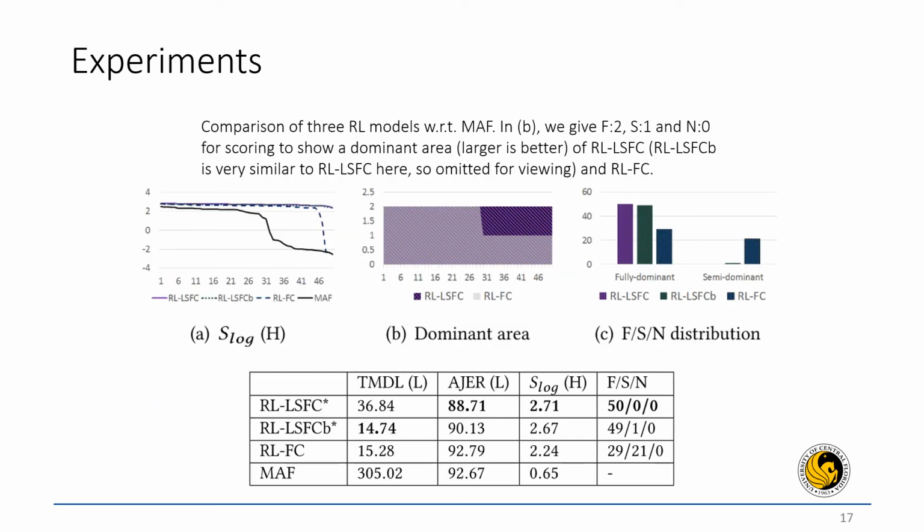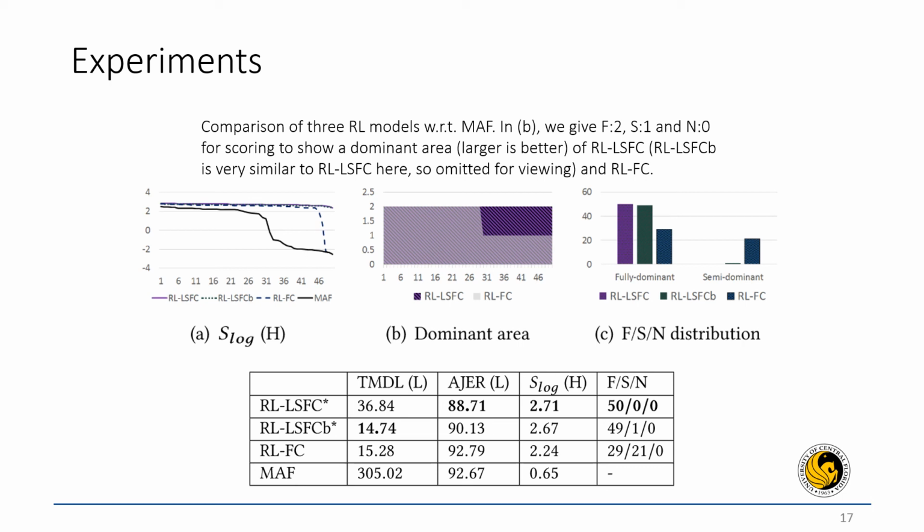Now we compare our model with another reinforcement learning model with fully connected layers named as RLFC. In this comparison, we additionally add another model variant also obtained by our approach, but with a slightly different balancing between multiple objectives of the reinforcement learning. We call it RLSFCB. So in the table, both models with stars are models by our approach.